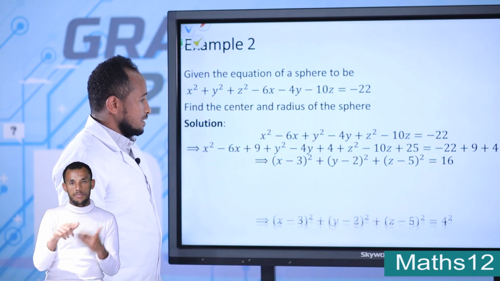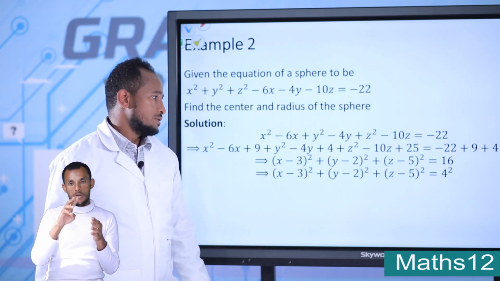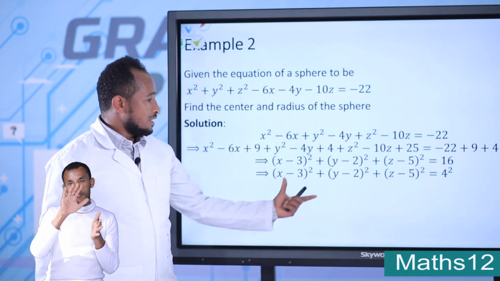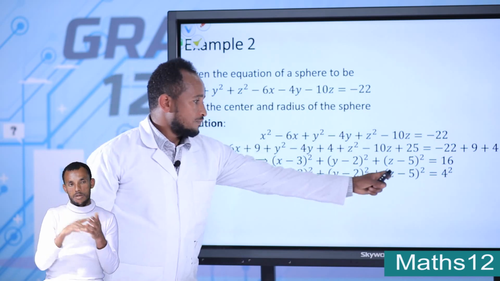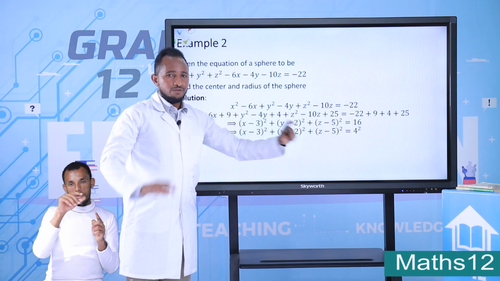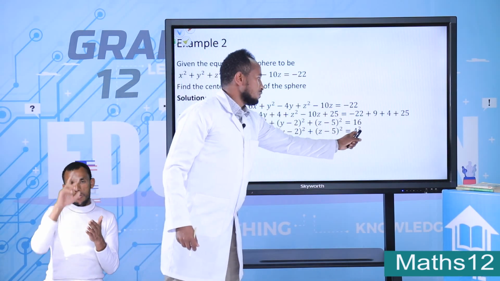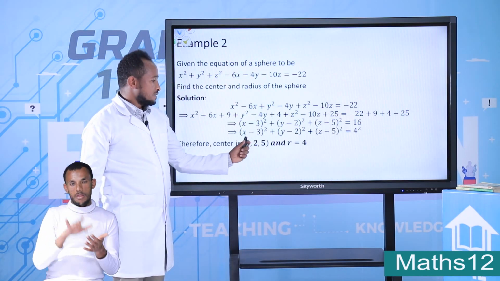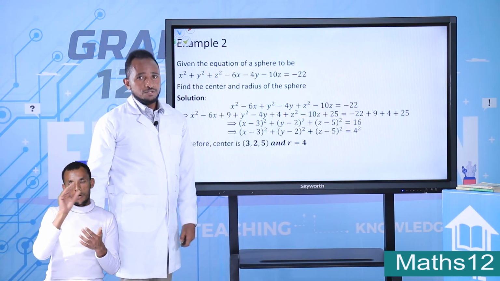Therefore, I can write this in this form: (x minus 3) squared plus (y minus 2) whole squared plus (z minus 5) whole squared is equal to 4 squared. From this, you can easily find the center and the radius. The center is the opposite of these: the opposite of minus 3 is 3, positive 2, and positive 5. And the radius is the square root of this result, or simply 4. Therefore, the center of this sphere is (3, 2, 5) and the radius is 4.